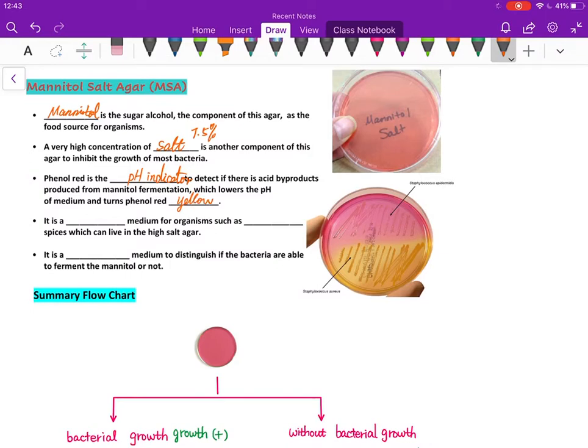And also, it is a selective medium for organisms such as the Staphylococci species, which can live in the high concentration salt agar. And meanwhile, it is a differential medium, which is to distinguish whether the bacteria are able to ferment the mannitol or not.